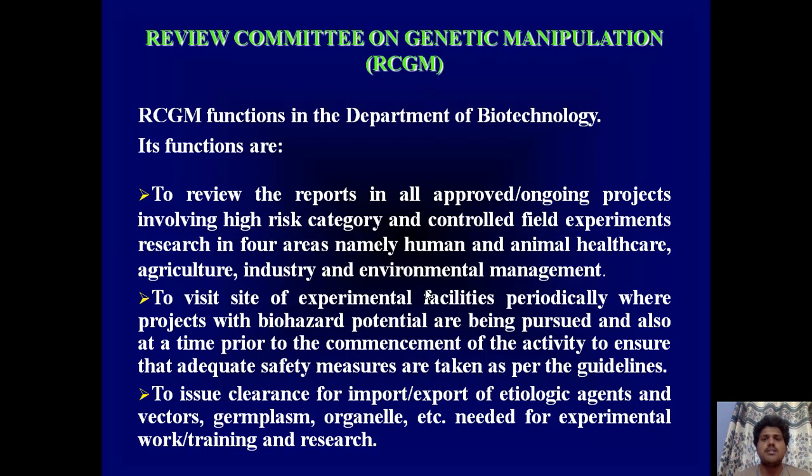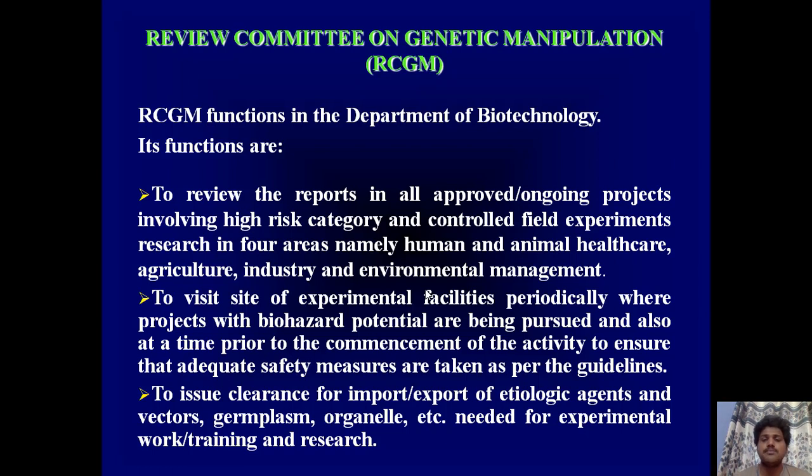Then the review committee on genetic manipulation. It functions in the Department of Biotechnology. What are its functions? To review the reports in all approved or ongoing projects involving high risk category and controlled field experiments, research in 4 areas, namely human and animal healthcare, agriculture, industry, and environmental management.